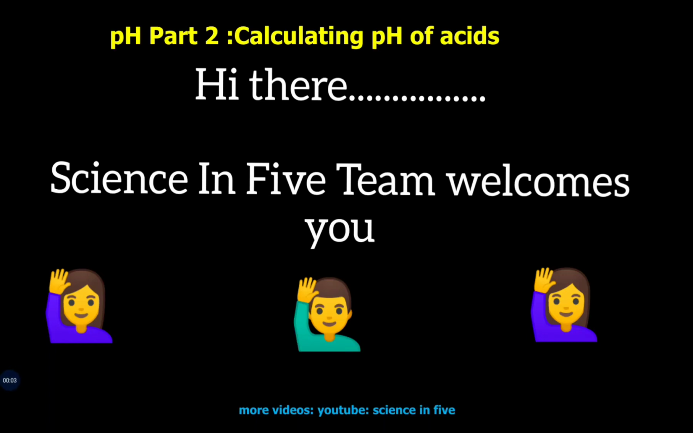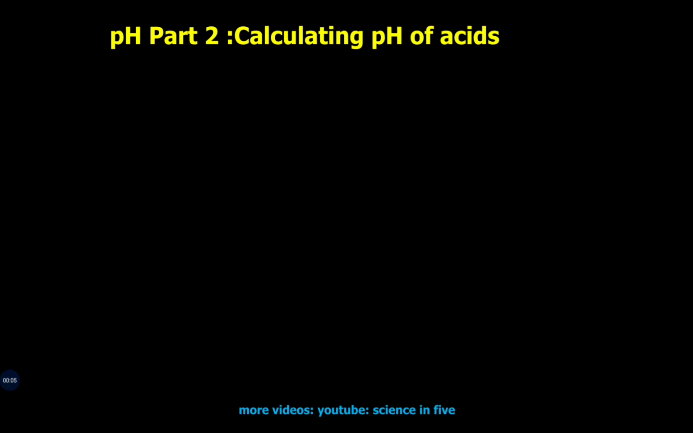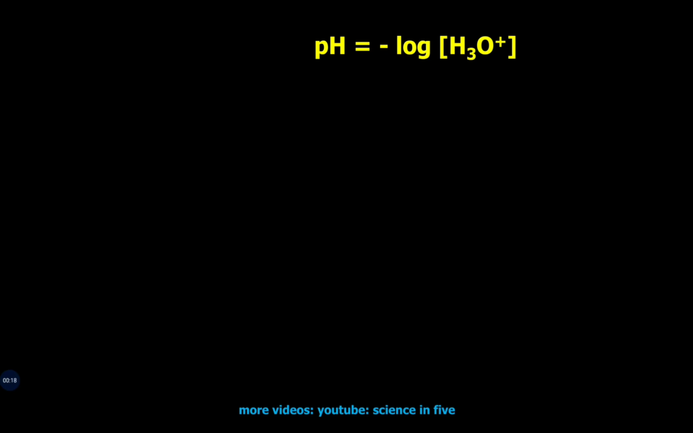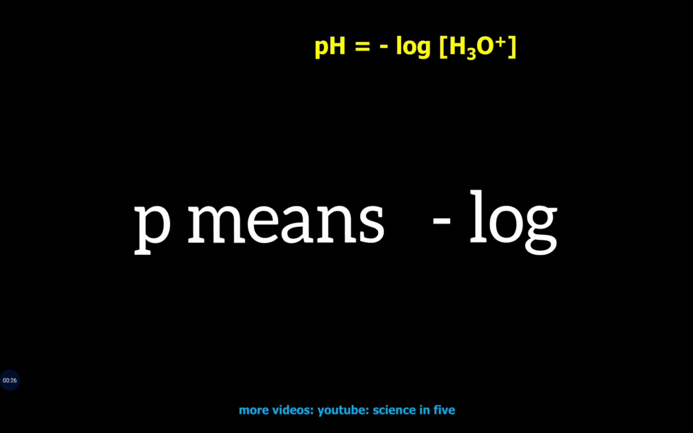Welcome to pH Part 2. In this video, we're going to look at how to develop a skill to calculate the pH of acids. In the previous video, we said the pH equals minus log the concentration of hydronium ions. So the little p in that formula simply means minus log.